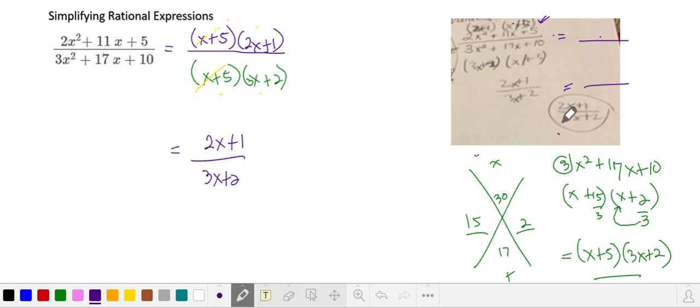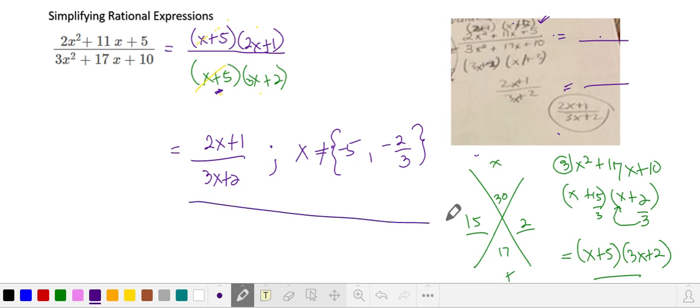Just a little bit of cleaning up. And then, of course, you will say that x cannot be equal to negative 5 from this one, and it also cannot be equal to negative 2 thirds. So these are the numbers that x cannot be equal to. This is the complete solution for this problem.